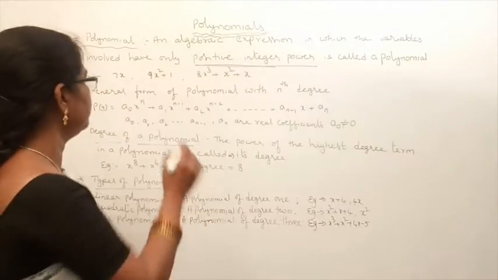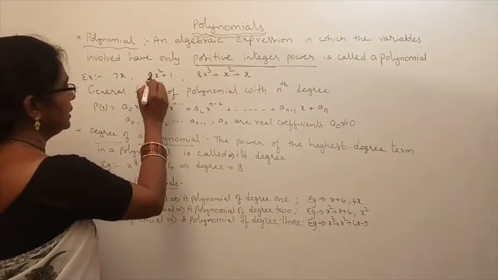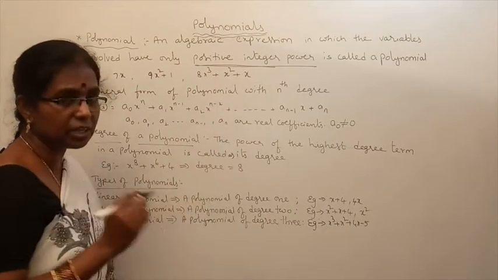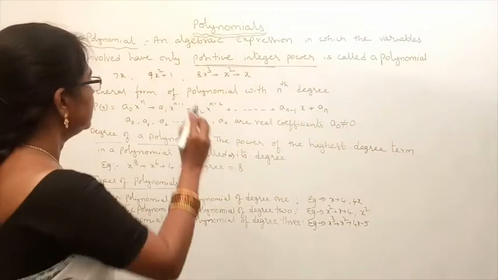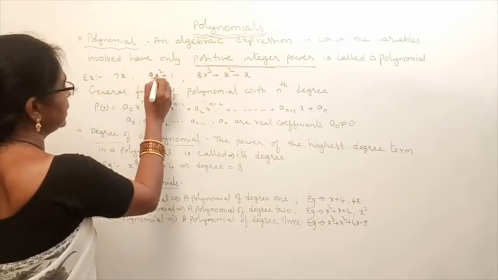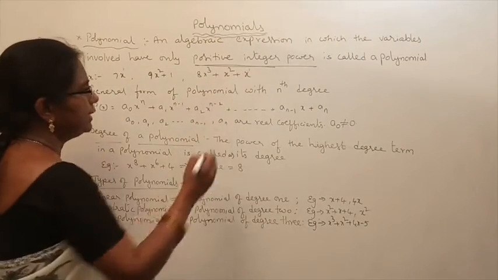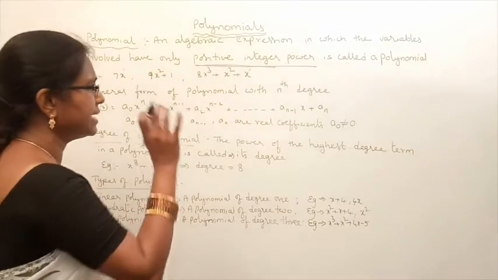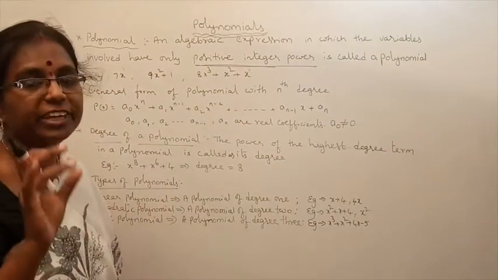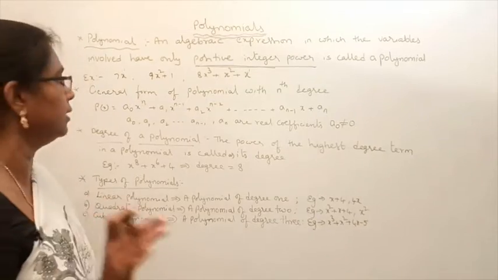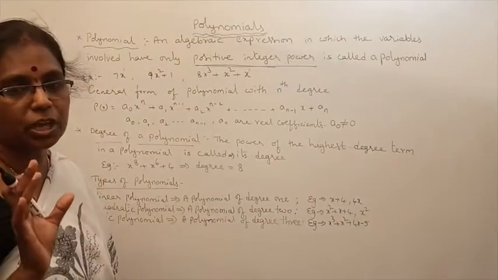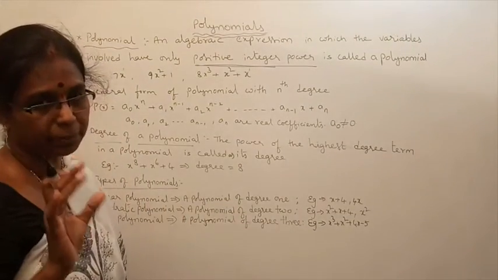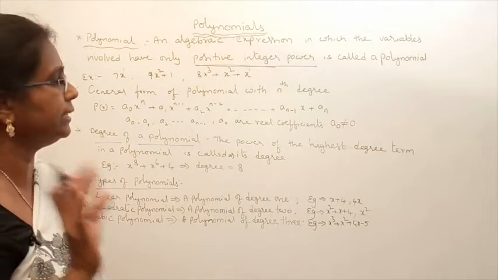Now examples: 7x, 9x square plus 1, 8x cube plus x square plus x. These are polynomials. Here the powers are 1, then 2, then 3, 2, 1. These powers are all positive integers only. The power must be positive, then only can we call it a polynomial. A polynomial is a combination of variables and constants, and the power of that variable must be a positive integer.